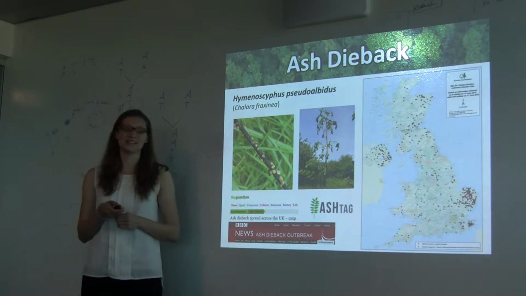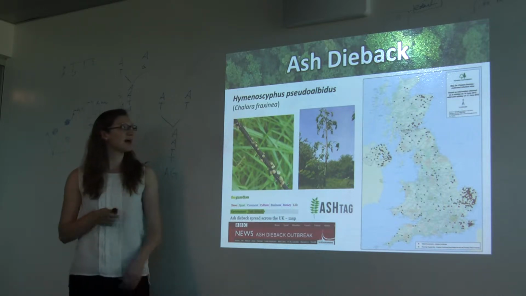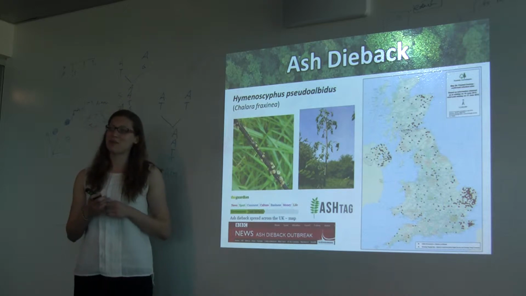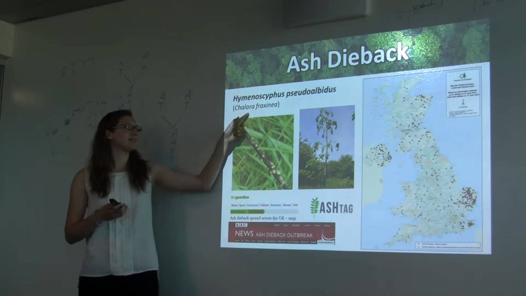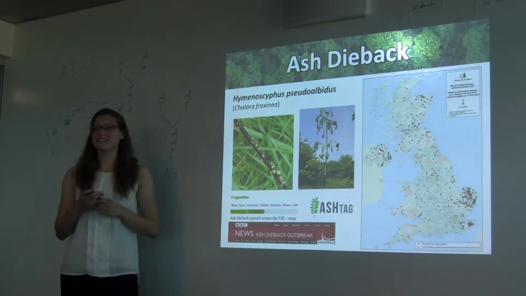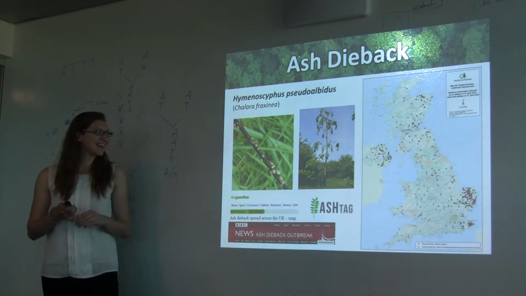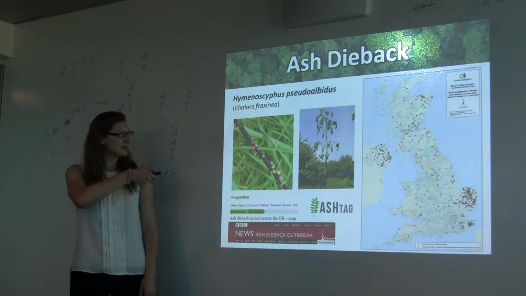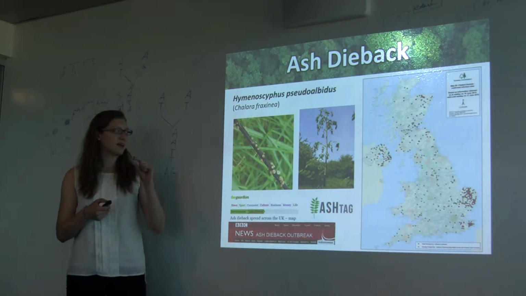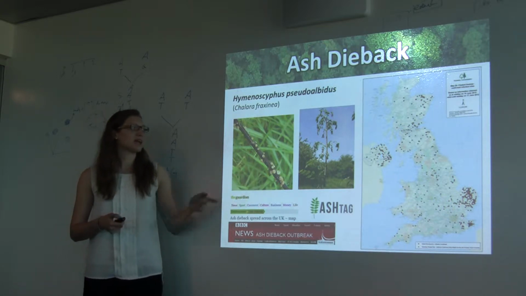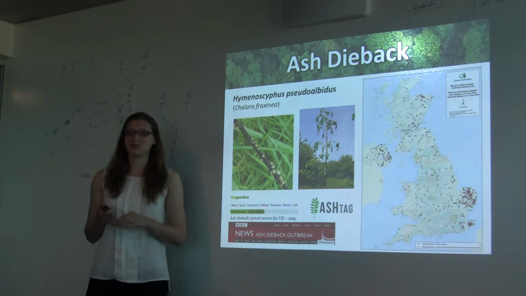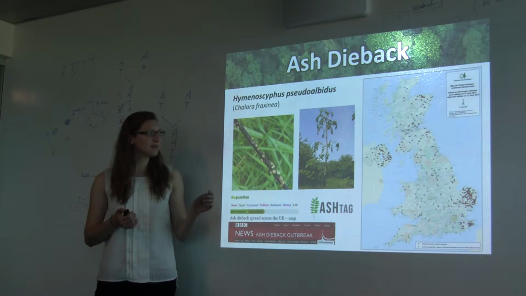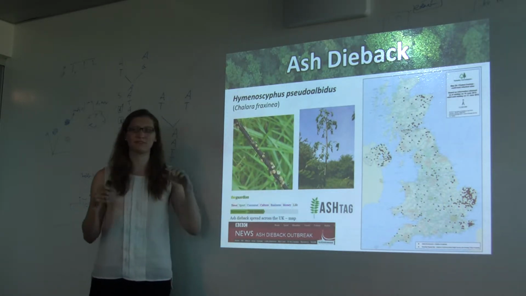This is the fungus, the species name is Hymenoscyphus pseudoalbidus, but it's also known by this name as well, Chalara fraxinea, which is kind of easier to say. But basically, the fungus, you can see it on the stems of the leaves. They have these spores. And it ends up killing the tree if it gets infected in about a few years by killing the leaves, and you can see that kind of goes a bit droopy.